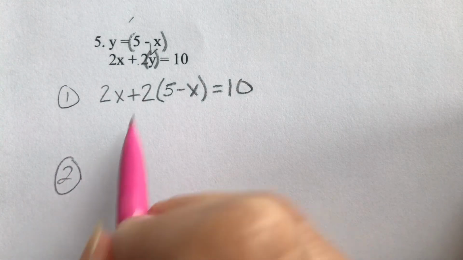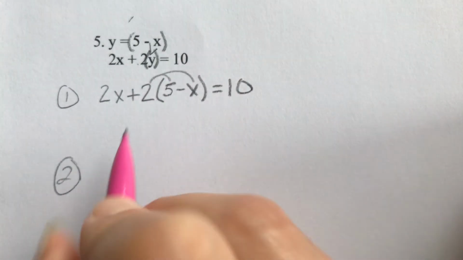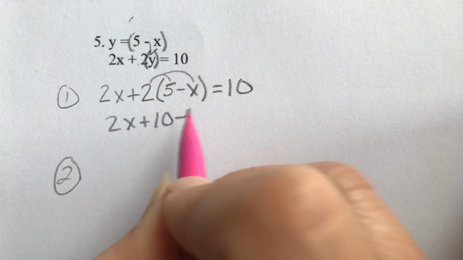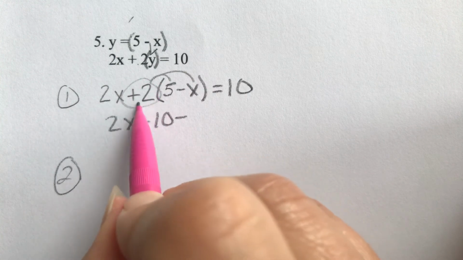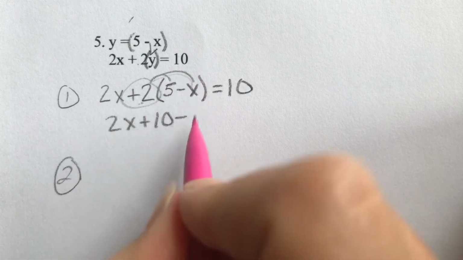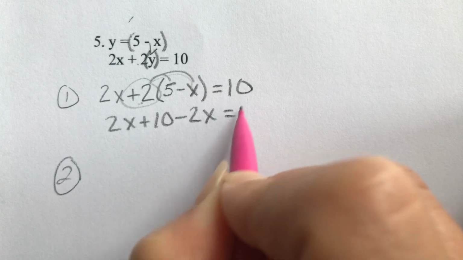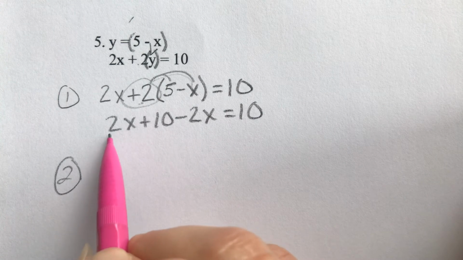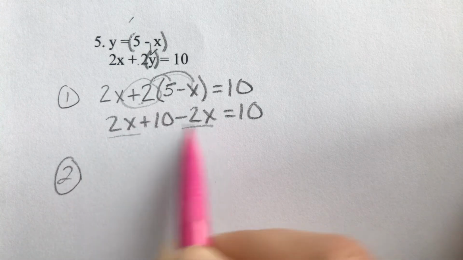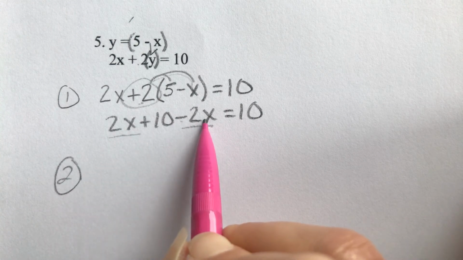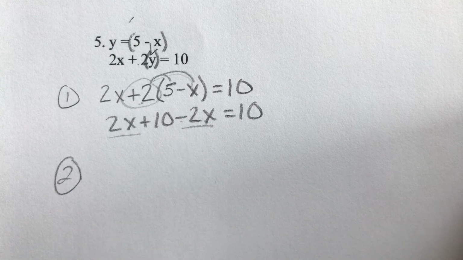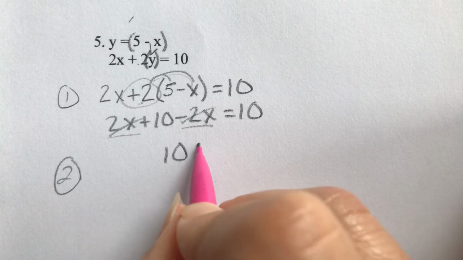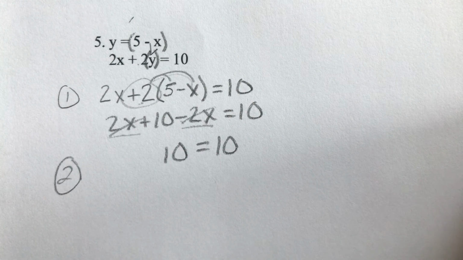All right, step 2, I'm going to solve. Start with distributive property. 2x plus 10 minus positive 2, right, so it's positive, 2x equals 10. Combine like terms. Here we go again. 2 minus 2. I hope you all know the answer to 2 minus 2. 2 minus 2 is 0. They cancel. I'm left with positive 10 equals positive 10.